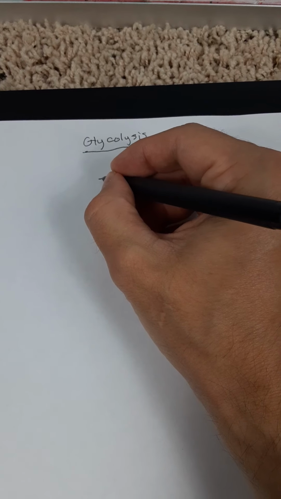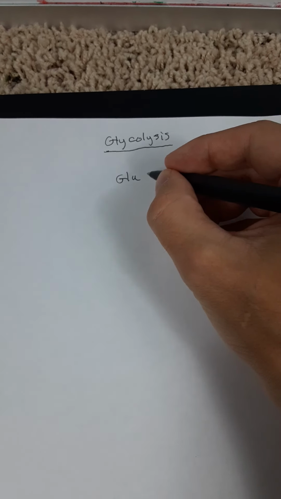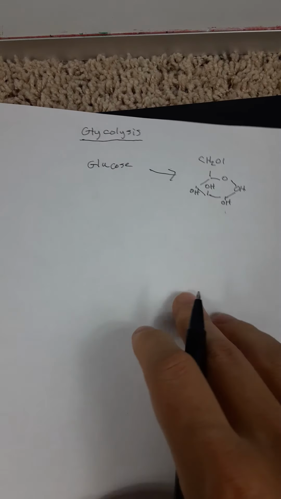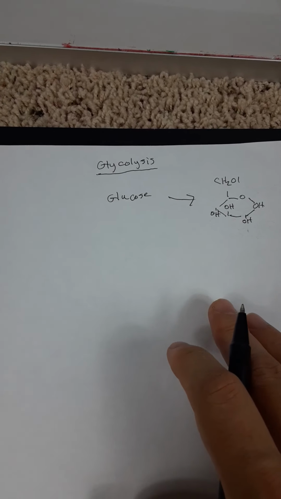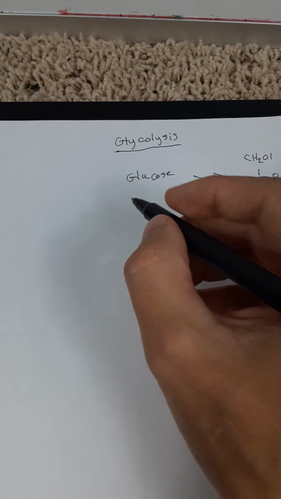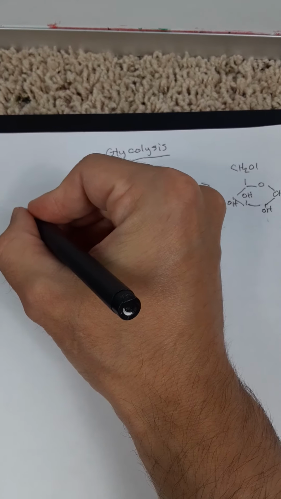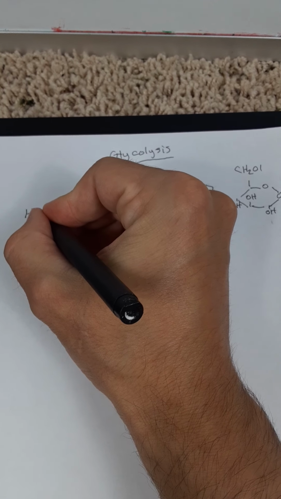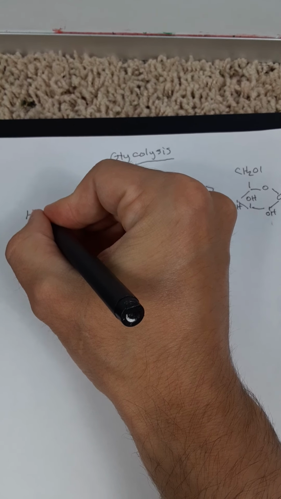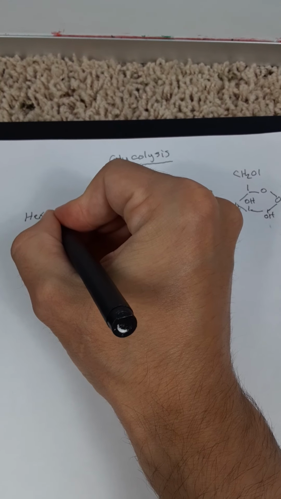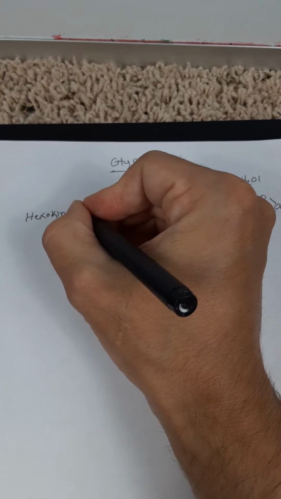Okay, so this right here is your glucose. Glucose molecule. Okay. And over here, we're going to have this enzyme here. And this is hexokinase.